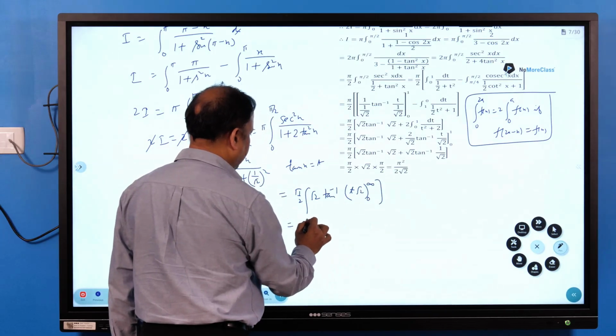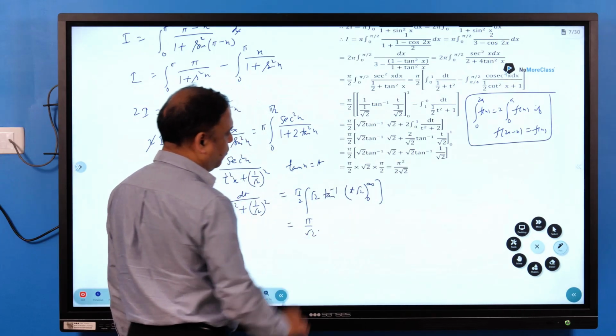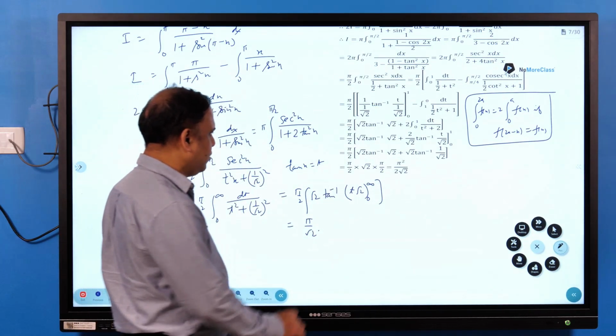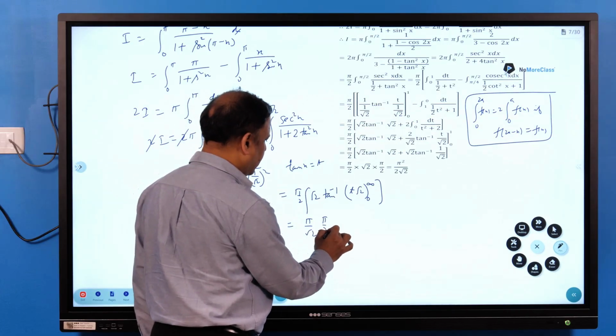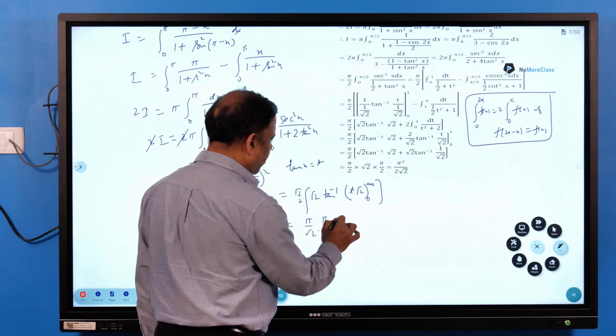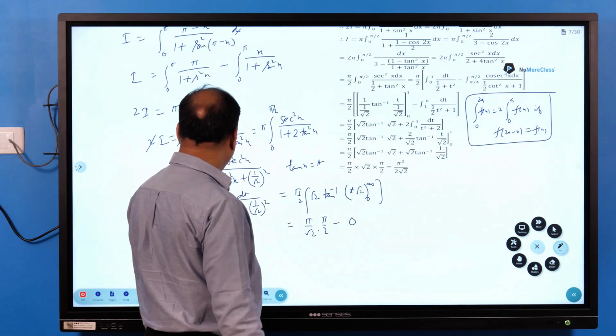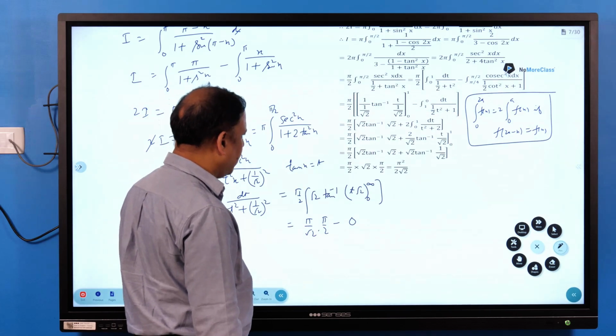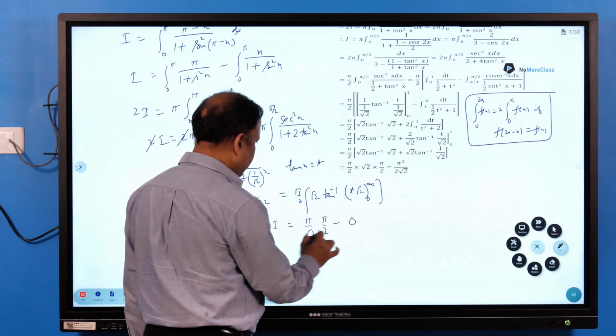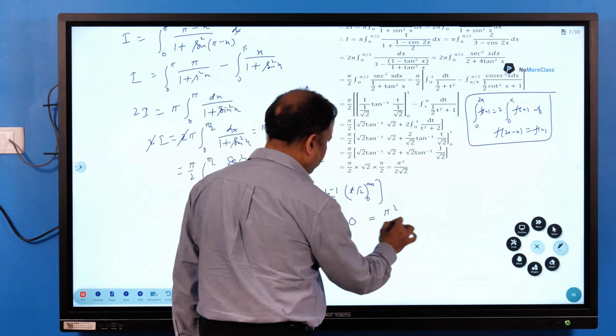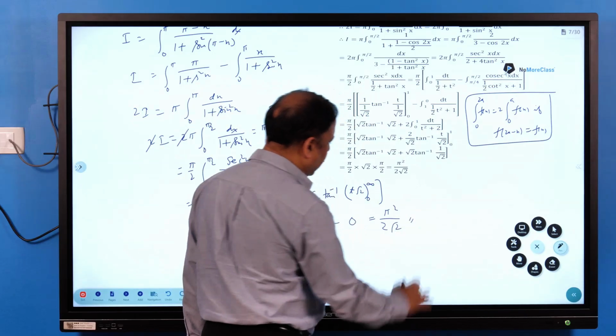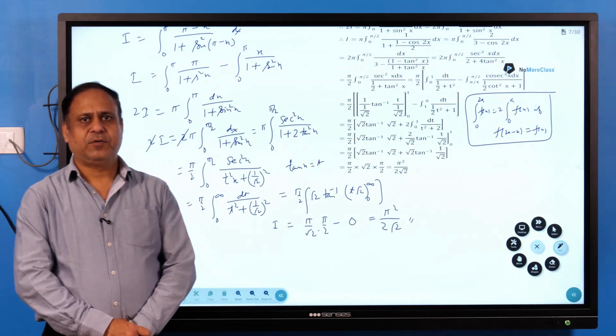So this will be pi upon under root 2. When you put infinity, tan inverse infinity is pi by 2. And minus the lower limit will be 0. So this answer, I, will be pi square by 2 root 2. So I is equal to pi square by 2 root 2. That will be the answer. Thank you.